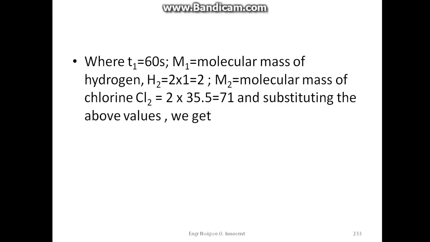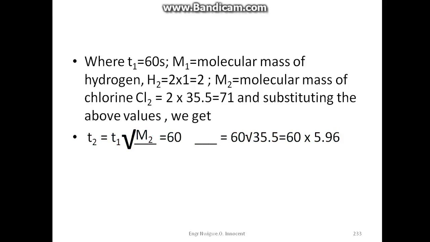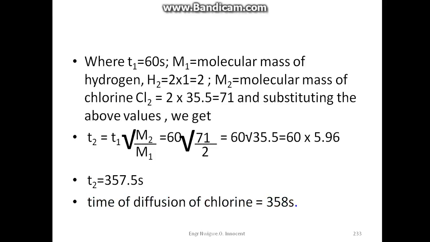Substituting the above values, we get T2 equals T1 times the square root of M2 over M1, which gives us 60 times the square root of 71 divided by 2, which is 60 times the square root of 35.5, which gives us 60 times 5.96. T2 is now equal to 357.5 seconds. The time of diffusion of chlorine is 358 seconds.